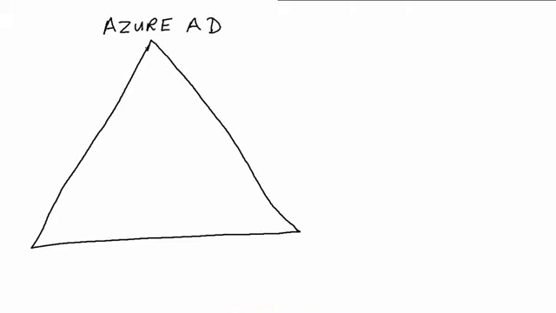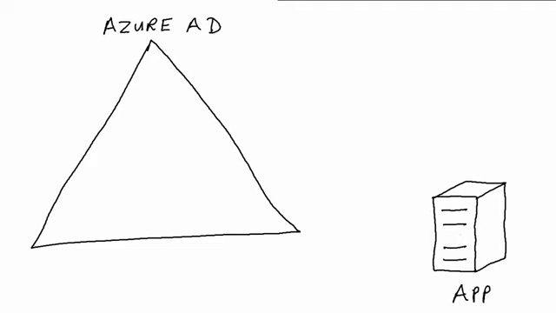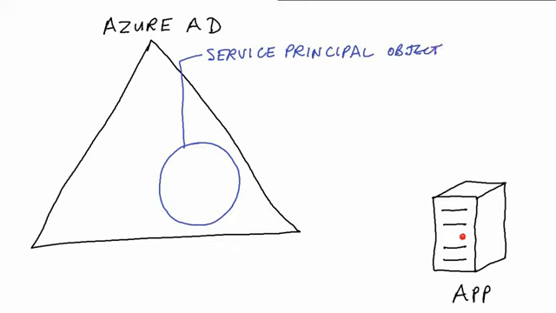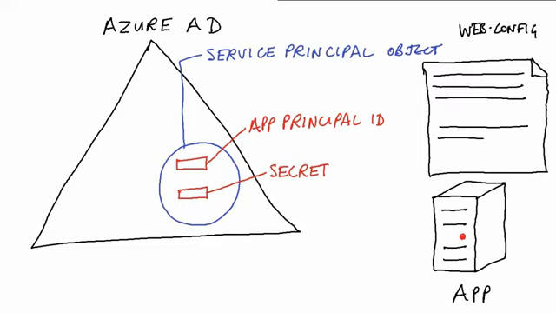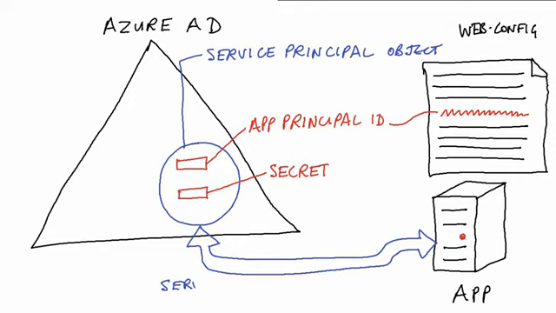For the customer to configure an application, they create a service principal in their tenant. This is just an object that describes a service, their application. A couple of important things it contains are an identifier, known as an app principal ID, and a secret. The app is set up with a link to the service principal.